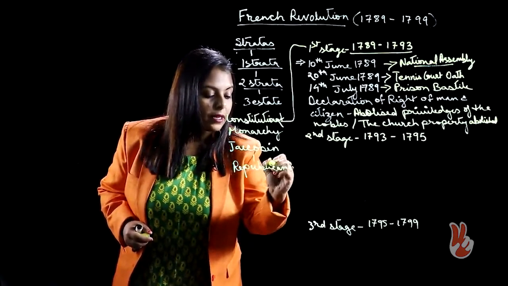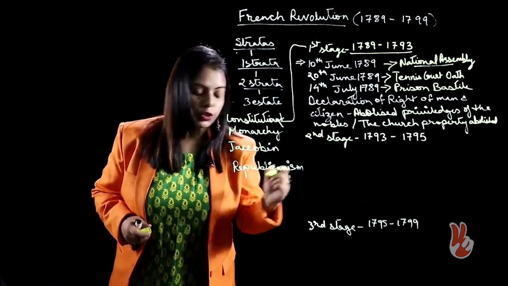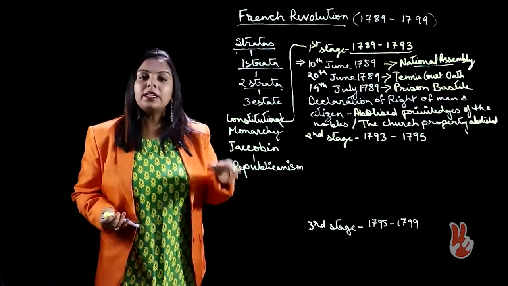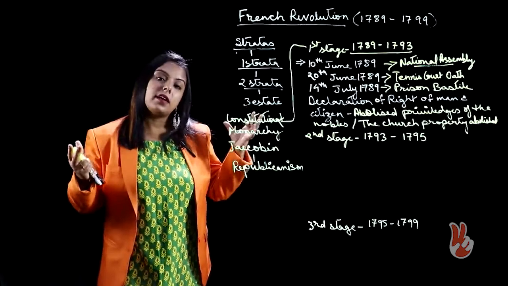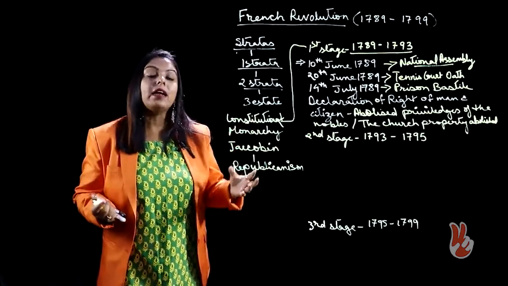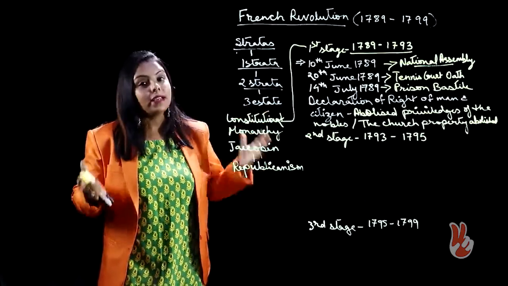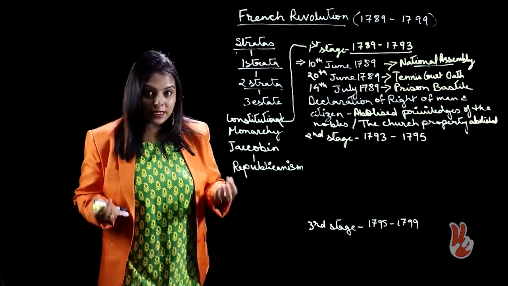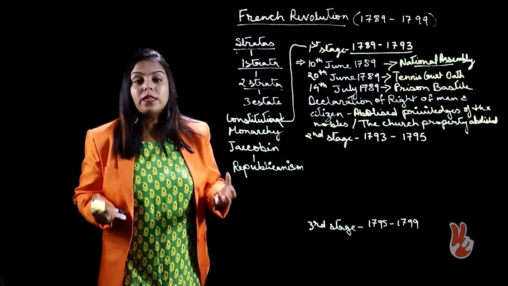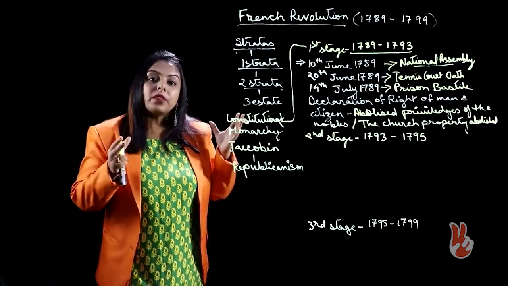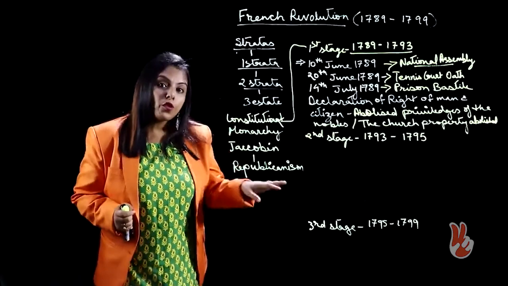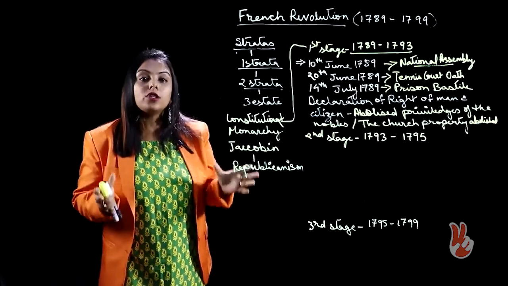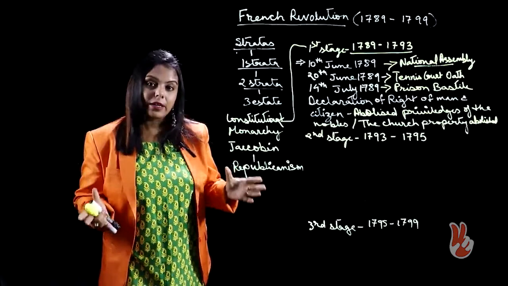What is republicanism? This is a very important question right now. What do you mean by republicanism? Republicanism is a form of government where the head of the administration is elected. So, India is a republic because our president is elected. So, the Jacobins wanted to remove the monarchy and establish a constitutional republican government in France.